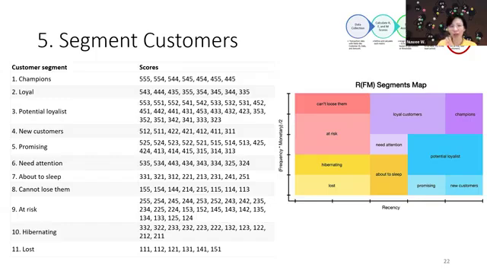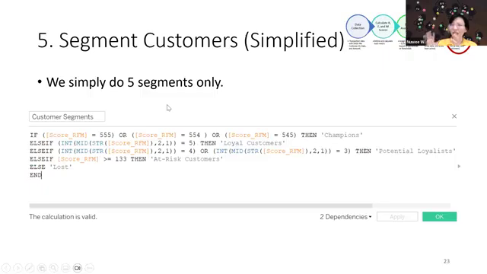However, for our case we will do something simpler than this, because you don't want to create a long if-case or take too much time on this. So I want to combine into just 5 types. The first type is champions. The second type is loyal customer. The third type is potential loyalist. The fourth type is at-risk customer. And the fifth one is lost.